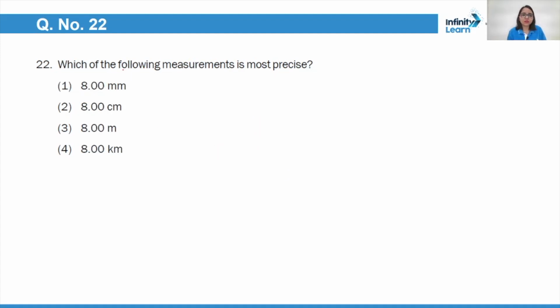Question number 22. Which of the following measurement is most precise? So this is the least measurement, and that is 8.00 millimeters. So it is most precise.